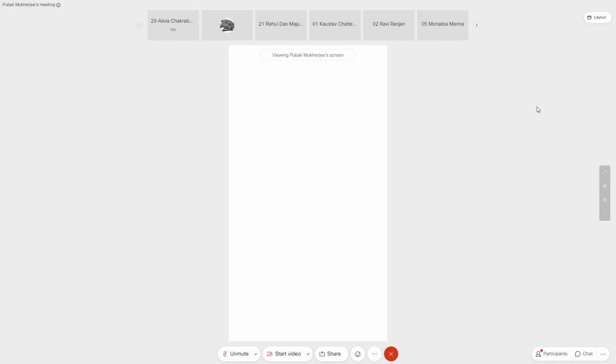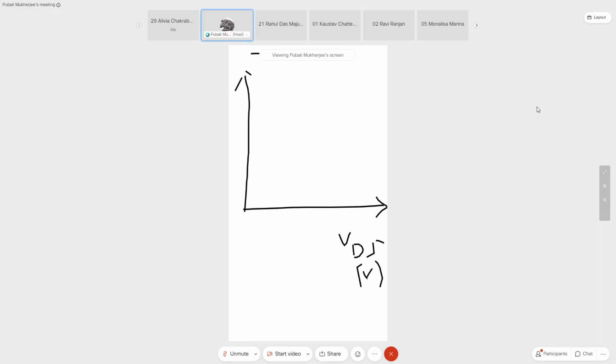Okay. So I'll be drawing the characteristics in details. What we are plotting along x-axis is VDS in volts. What you're plotting in y-axis is ID in milliampere. Okay, ID in milliampere, and let us draw the drain characteristics for fixed values of VGS.